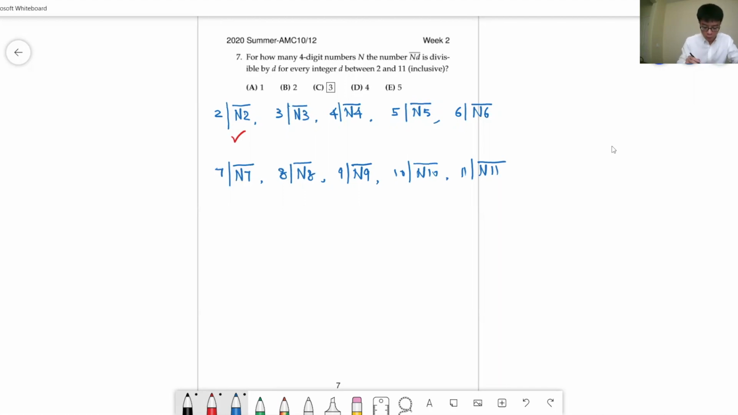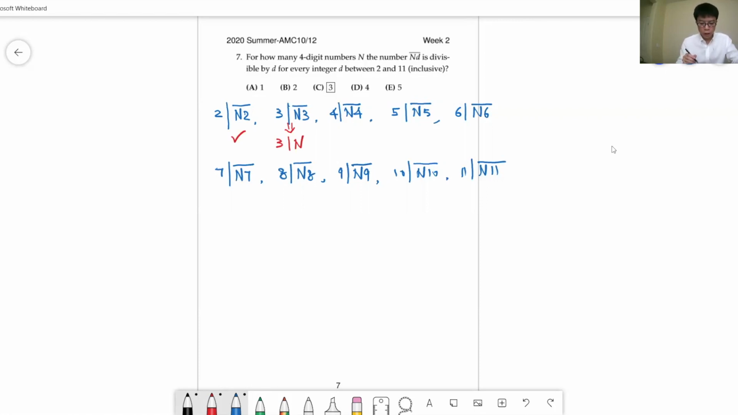Okay, and from the second relation, we see that the divisibility test for 3 is as follows. A number is divisible by 3 if the sum of its digits is divisible by 3. So since the last digit is 3, we need n also divisible by 3. Okay, that's the requirement, right?